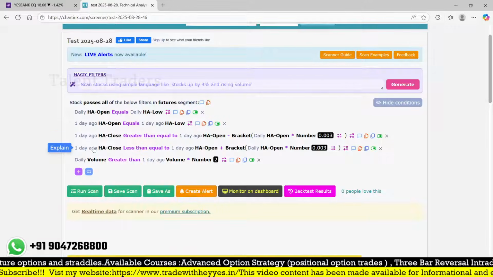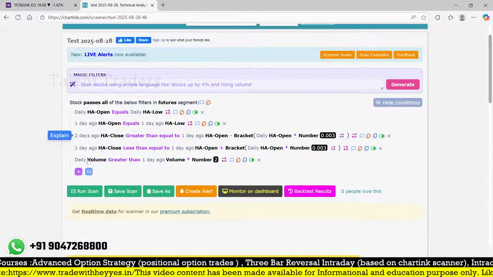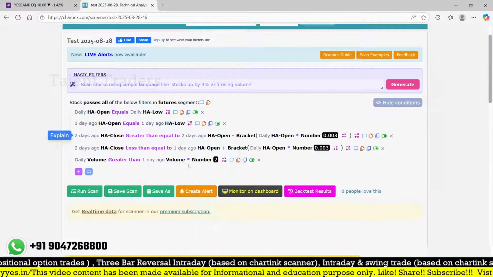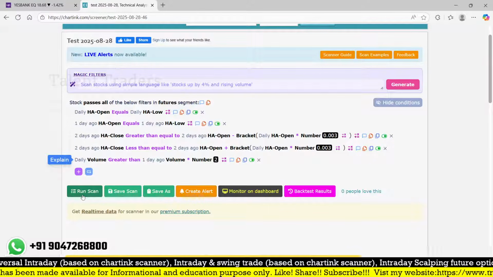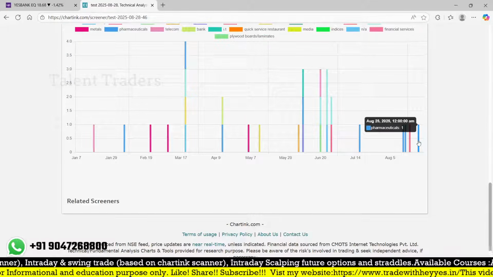No, because 1 day ago we used this one. Instead of that, we need to use 2 days ago, because 1 day ago that was an open low. So you can use 2 days ago, and daily volume is greater than 1 day ago volume. Okay, and that we can discuss. A very few number of stocks.